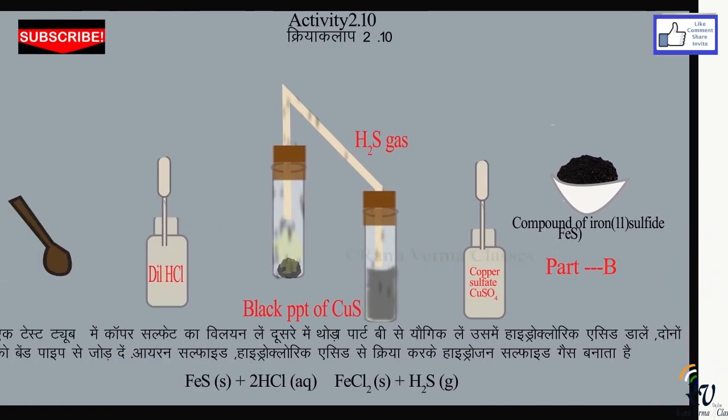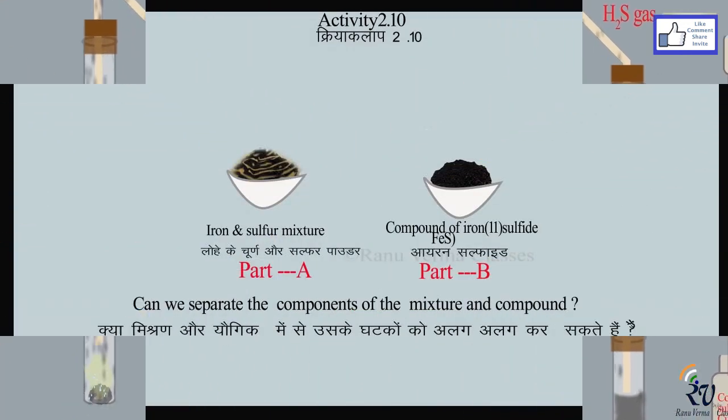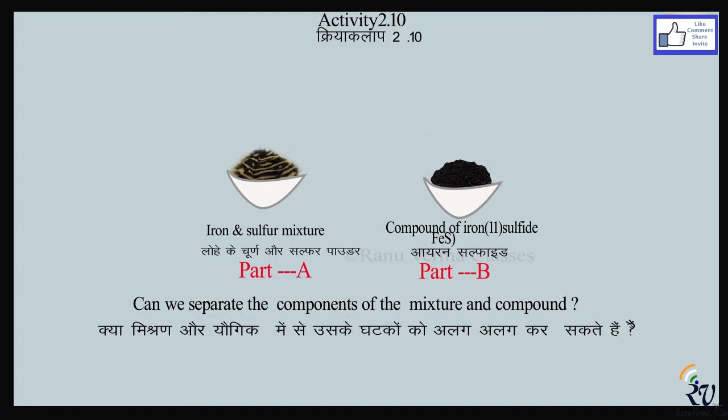The black precipitate you can see in the test tube is actually due to the copper sulfide formation, and that proves that the evolved gas is hydrogen sulfide. Hence, with so many experiments, we have proved that part A is a mixture and part B is a compound.